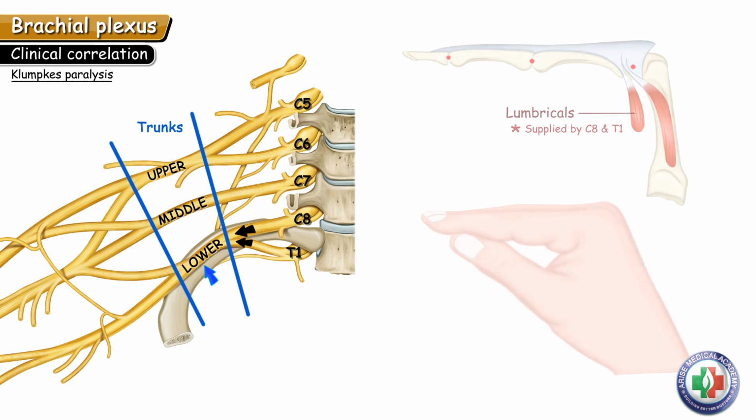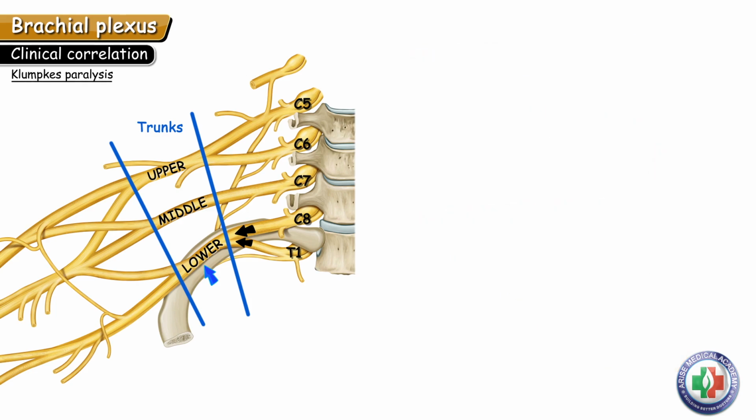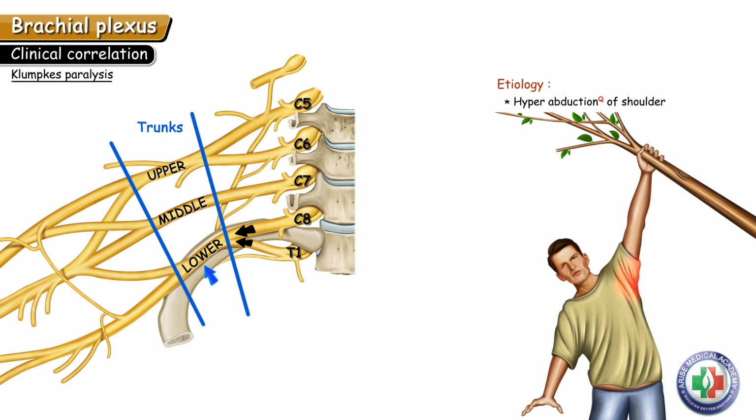Klumpke's paralysis or the lower trunk injury occurs when there is a hyperabduction of the shoulder, when there is undue abduction between the arm and the trunk, as happens while holding on to something during a fall, while clutching onto something during a fall. When there is a hyperabduction of the shoulder, it leads to lower trunk injury or Klumpke's paralysis.